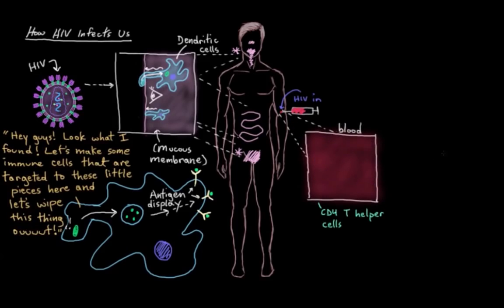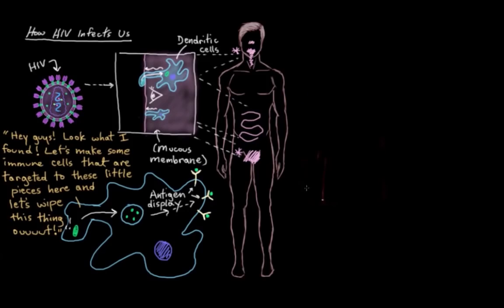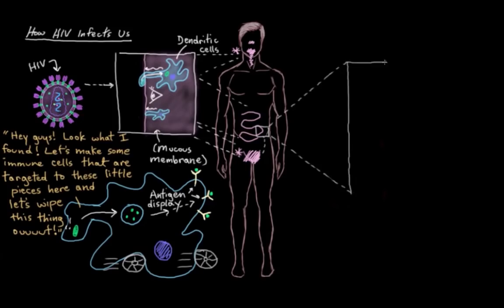And really, really importantly, while they're doing all this breakdown and displaying of foreign invader antigens, they're also on the move. They've sort of picked up shop and they're already on their way through the bloodstream or through the lymphatic system on their way to one of our many lymph nodes. They usually go to the closest one.